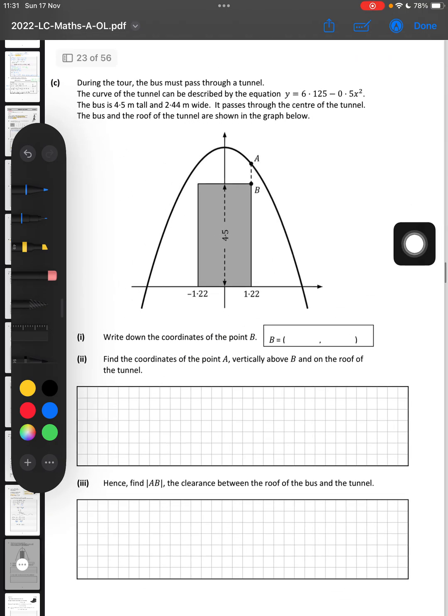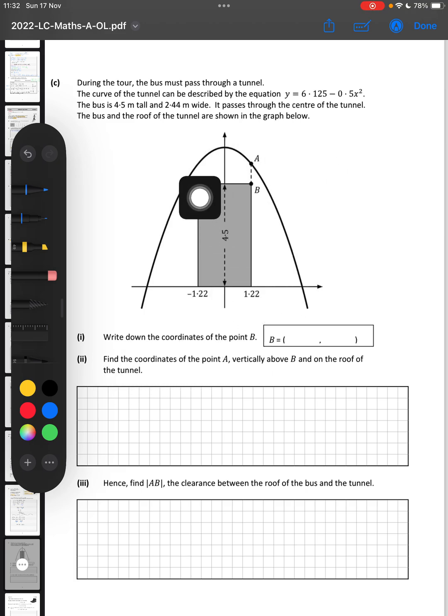And it says the bus is 4.5 meters tall and 2.44 meters wide. It passes through the center of the tunnel. The bus and the roof of the tunnel are shown in the graph below. Write down the coordinates of the point B.